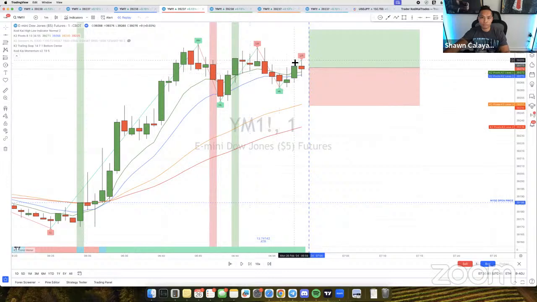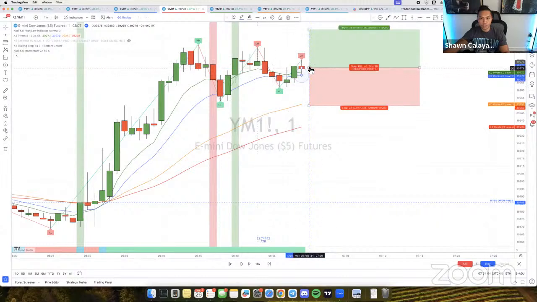And for the next one, we're looking for another push down and continuation back up. So that's what happened right here. Price kind of went sideways. It pushed down to the pivot right here and it pushed back up, right? So rejection, continuation, space, or consolidation, rejection, continuation, entry.